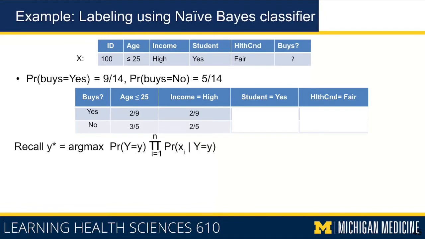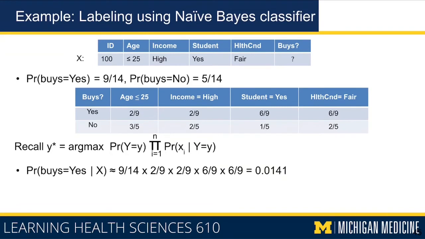So income is high given label is yes is 2 over 9. Income is high given label is no is 2 over 5. Student is yes given label is yes is 6 over 9, and student is yes given label is no is 1 over 5. And then finally, health condition is fair given label is yes is 6 over 9, and health condition is fair given label is no is 2 over 5. Great. So with these parameters, just by counting the right numbers and dividing by the total number of instances in that particular class, you have all the parameters that you need to solve this particular instance, right? And how will you do it?